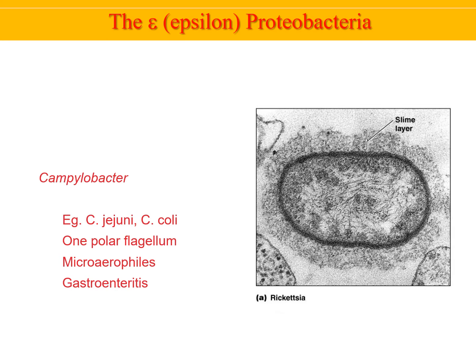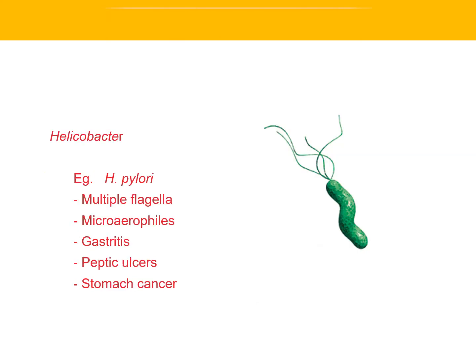It says rickettsia here, which is an error on this slide. I shouldn't show this diagram. They cause a gastroenteritis. The next slide shows Helicobacter, also a microaerophile.